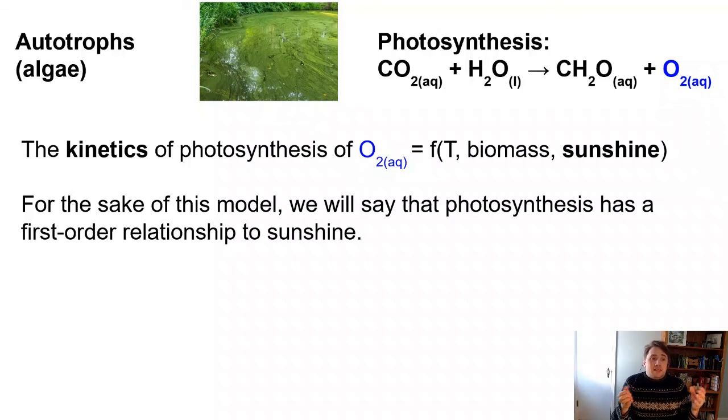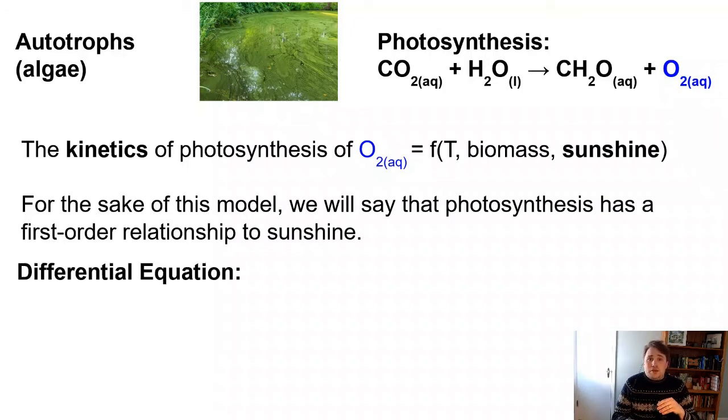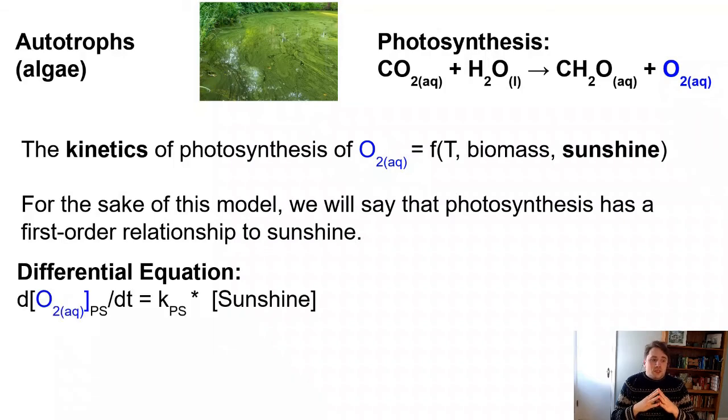So that means that the kinetics of photosynthesis we can model as perhaps a first order rate. It's not truly a first order rate, but it's a good enough approximation for this model. We're just going to use a first order rate law to relate the production of oxygen via photosynthesis to the amount of sunshine that's hitting a stream. And so to write out this differential equation, we'll just say that the change in oxygen due to photosynthesis with respect to time is equal to some rate constant, the K of photosynthesis, multiplied by the amount of sunshine that's hitting the stream, so the amount of light.